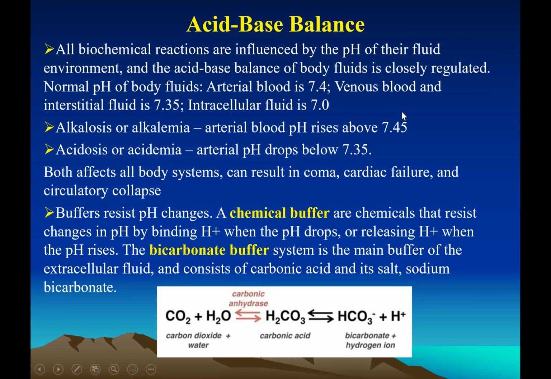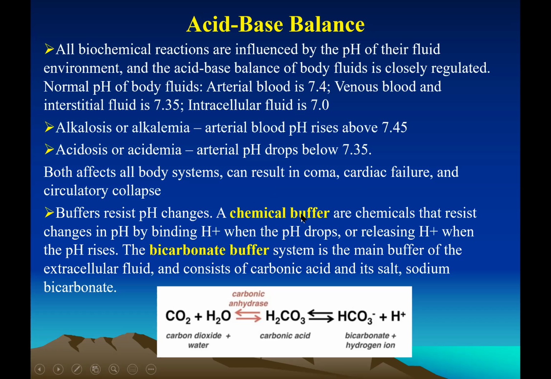If the pH goes more than 7.45, we call it alkalosis or alkalemia. If it is prolonged, it will lead to death. If the pH drops below 7.35, it is called acidosis or acidemia. So both of them can result in malfunction of body organs, coma, cardiac failure, and all the systems will collapse. So acid-base balance is vital for life. So how does our body maintain the acid-base balance?